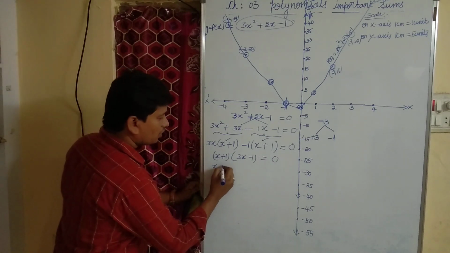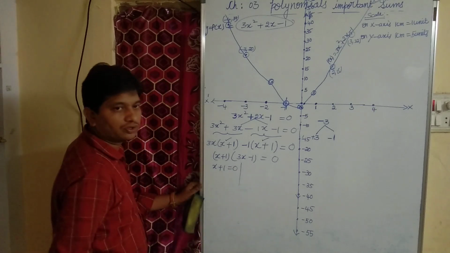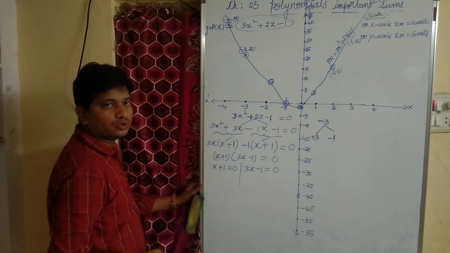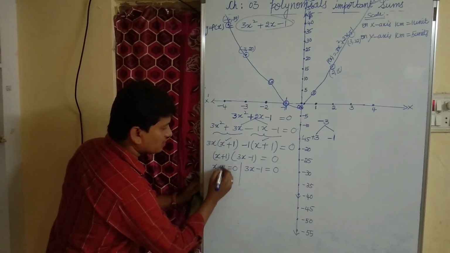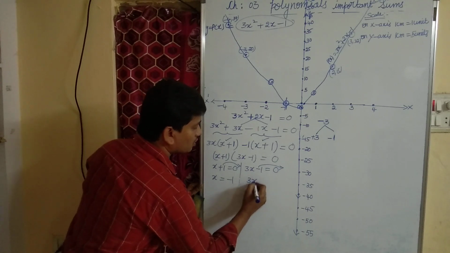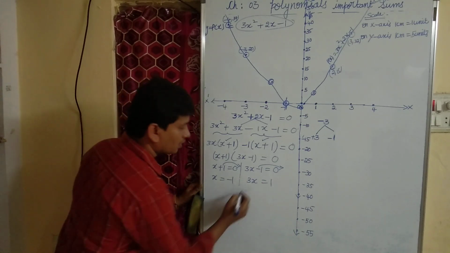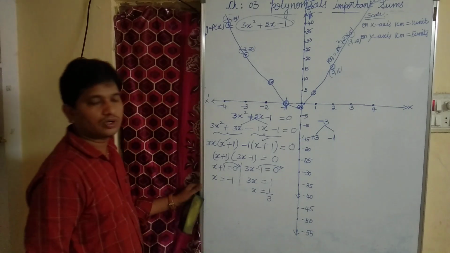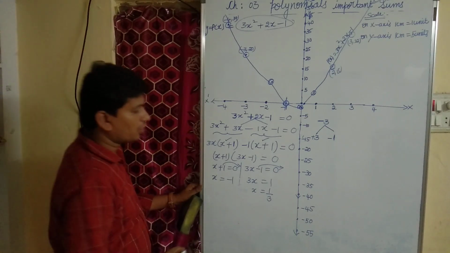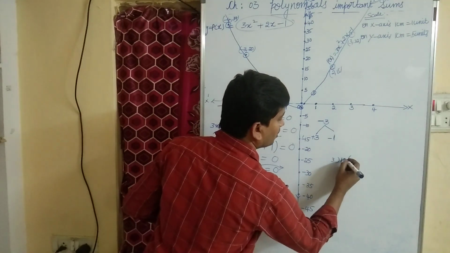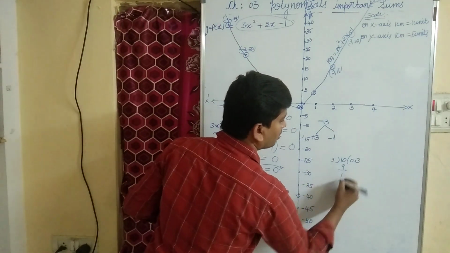So one time you consider x plus 1 equal to 0 and other time you consider 3x minus 1 equal to 0. So plus 1 if you transpose, minus 1; you transpose, 3x equal to 1. Here 3 is multiplying. If you transpose towards right hand side, x is equal to 1 by 3. So what do you mean by 1 divided by 3? I mean 0.33.